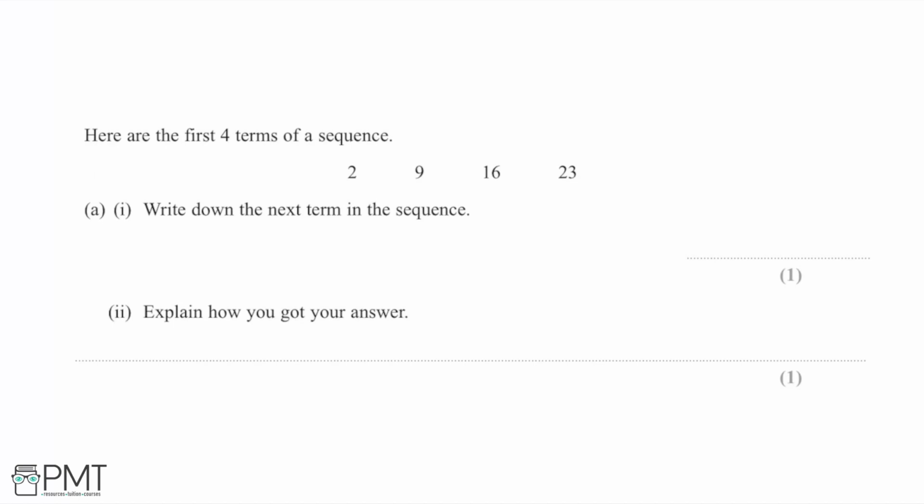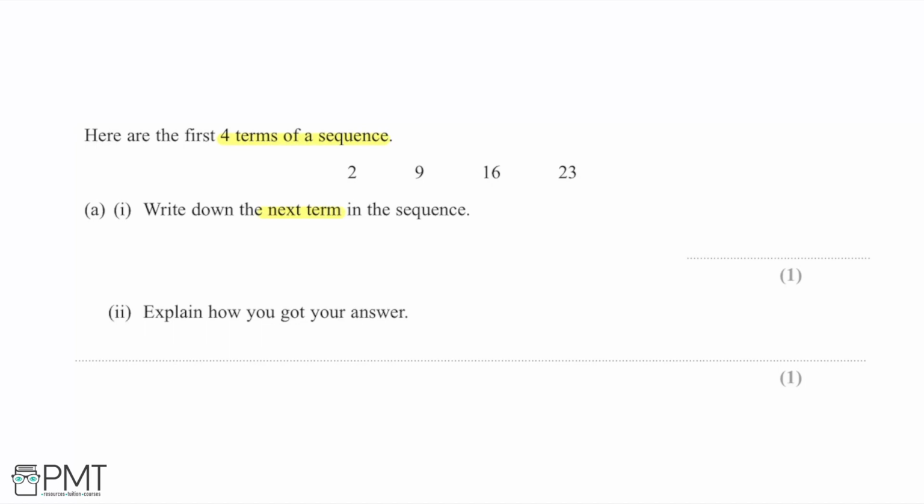So in this question, we're given the first 4 terms of a sequence, which are 2, 9, 16 and 23, and we're asked to write down the next term in this sequence. So this question's 1 mark, it's just looking for us to write down the answer, so there's going to be a really simple and easy to spot relationship between these numbers.